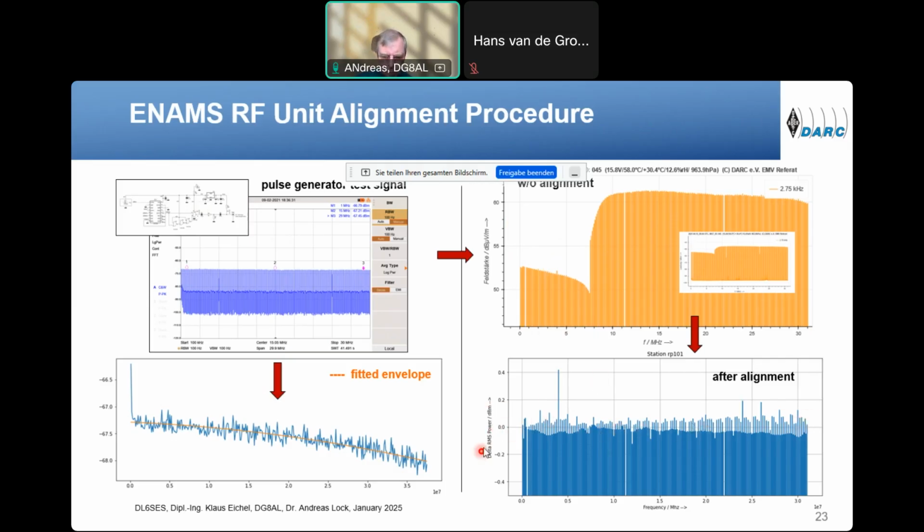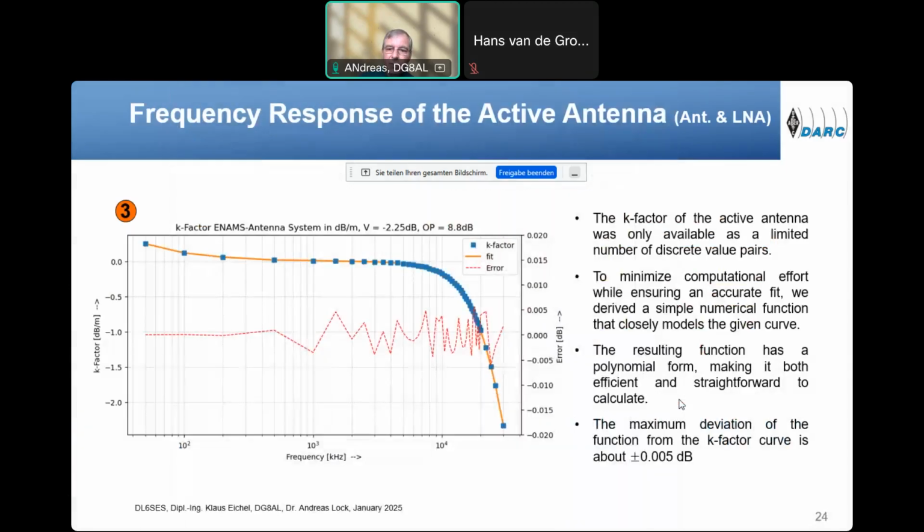And if you look at the Y scale, we have a deviation of, worst case, plus or minus 0.2 dB. So if we would do 100 measurements in a row and take the average, I think the result would even be better.